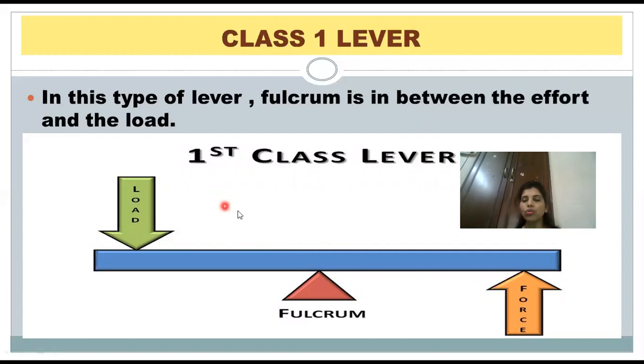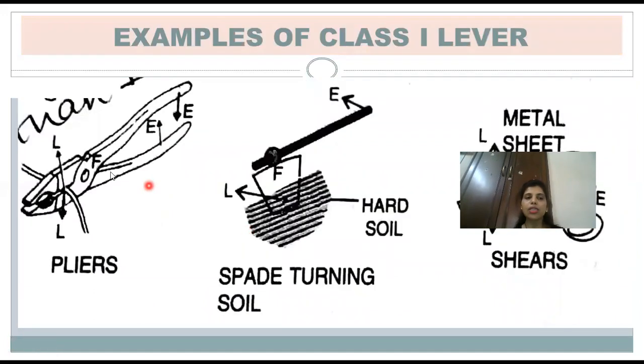So when they ask you to draw a schematic diagram for class 1 lever, you're going to show a straight line. You're going to show the fulcrum with a triangle, load with a downward arrow and effort with an upward arrow. Here you can see that load is in the downward direction and effort is in the upward direction. So this is how you are going to represent it in a schematic diagram for class 1 lever. Now we are going to see different examples of class 1 lever.